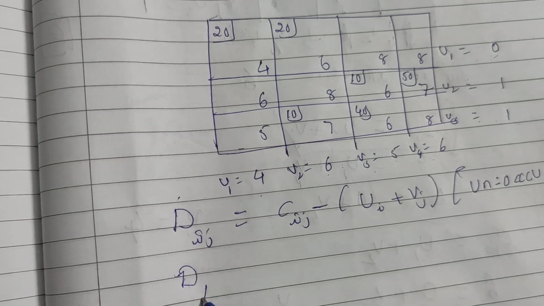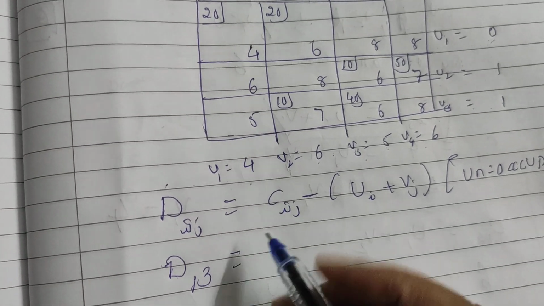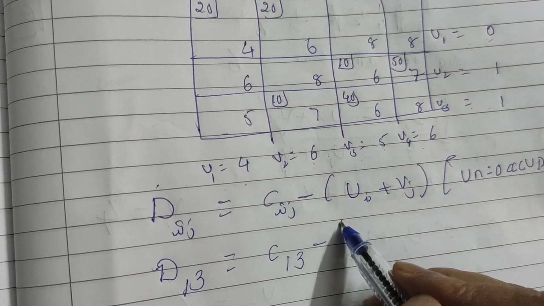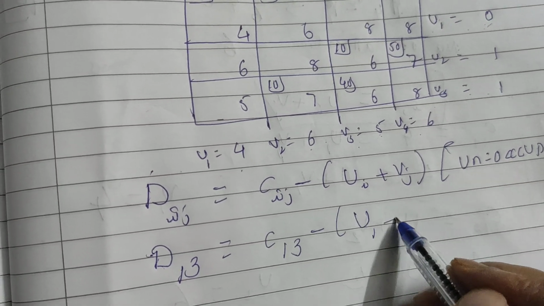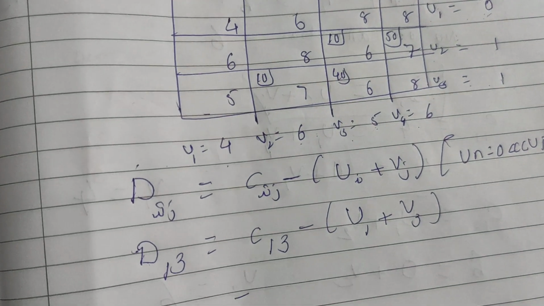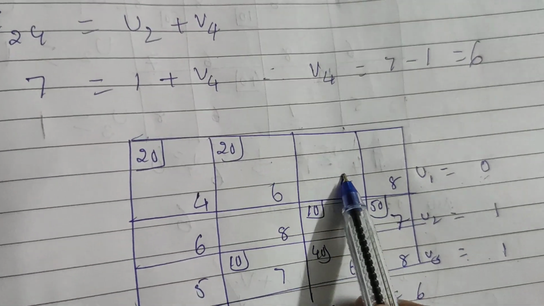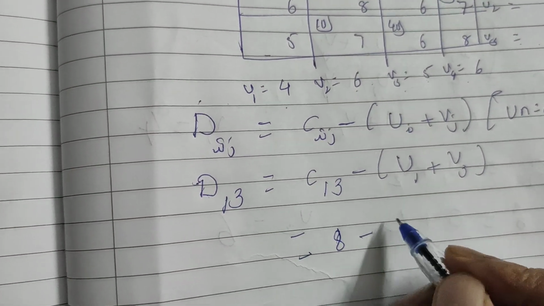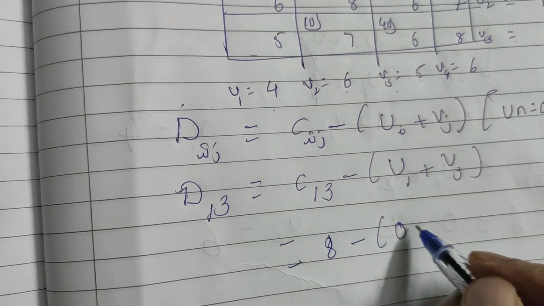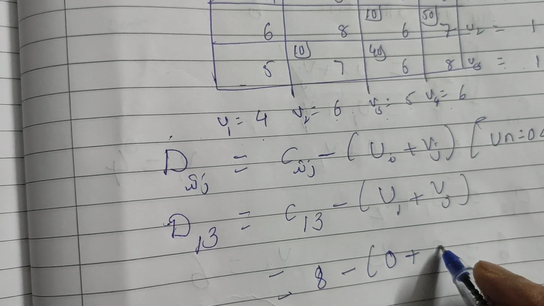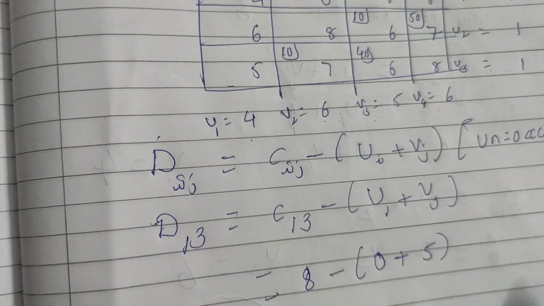D13 means C13 minus (U1 plus V3). What is the cost of C13? It is 8 here. So 8 minus, what is the U1 value? U1 is equal to 0, and the V3 value is equal to 5.